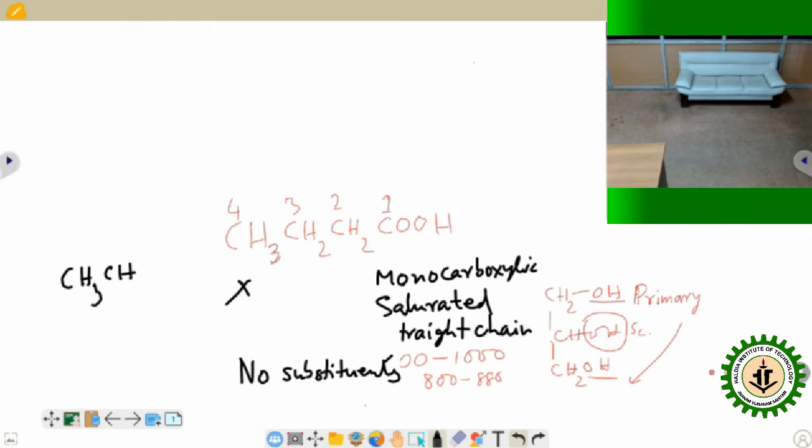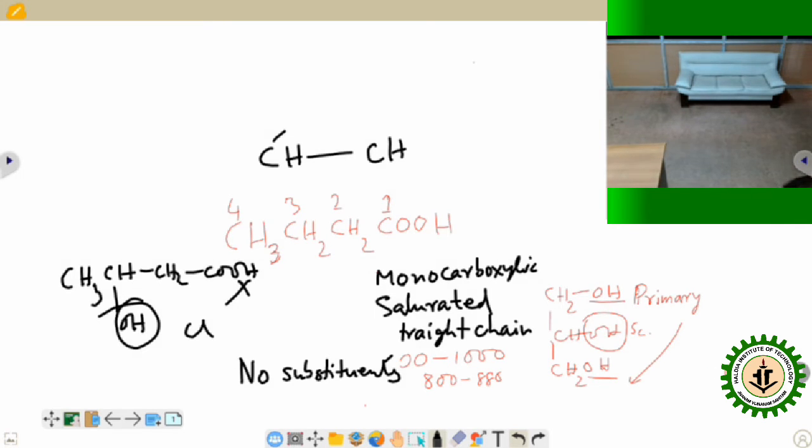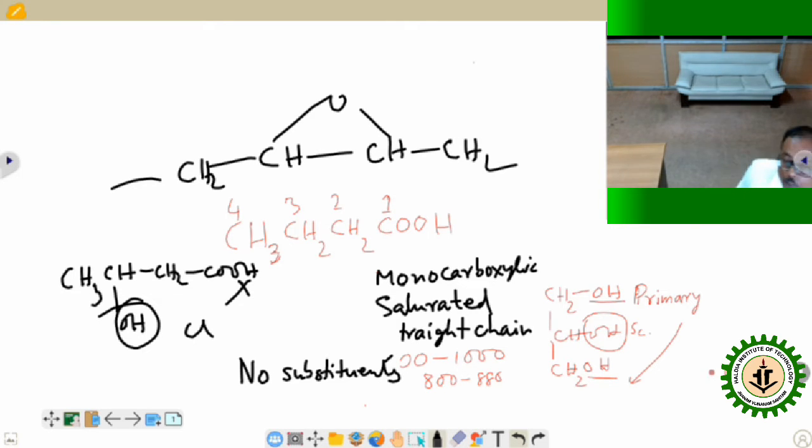Hydroxyl group, chloride group, those substituents should not be present. Epoxy acid is not an edible fatty acid. Epoxy group is present. CH2. Cyclopropene fatty acid: the cyclopropene structure should not be present in edible fatty acids.